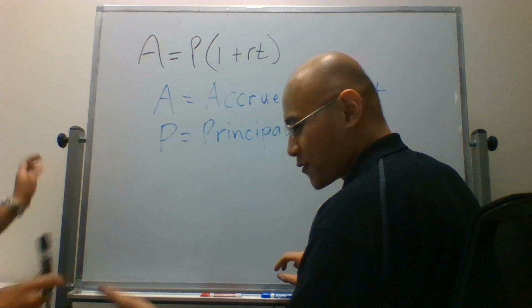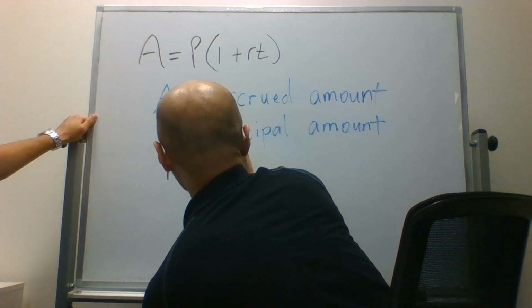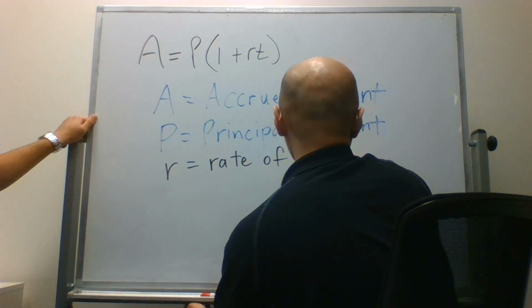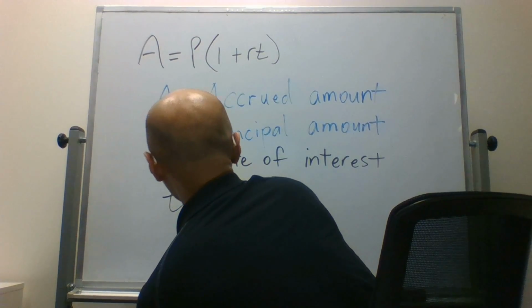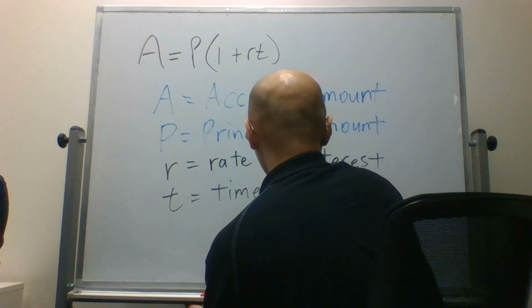Yeah, it's probably best if I use that black felt pen here. Okay, and R is the rate of interest. Yep. And T is the time period.